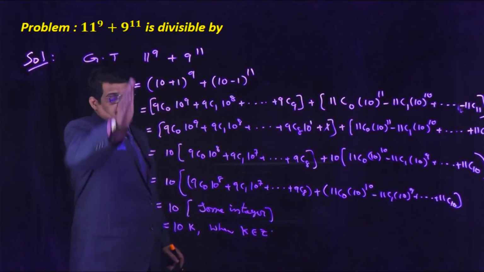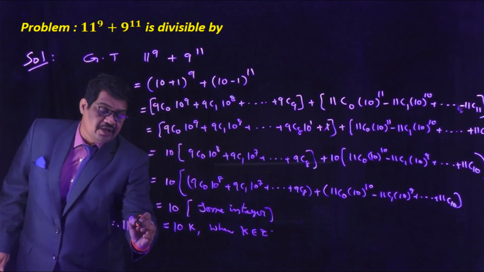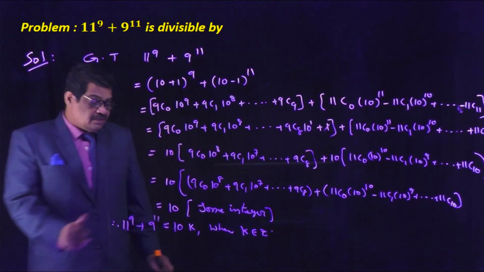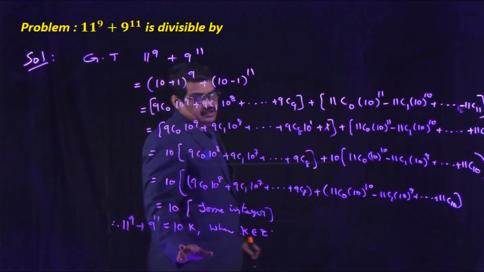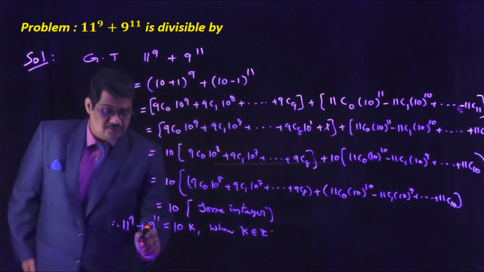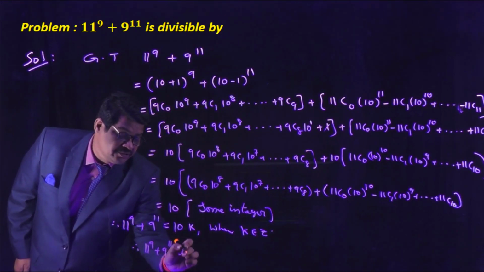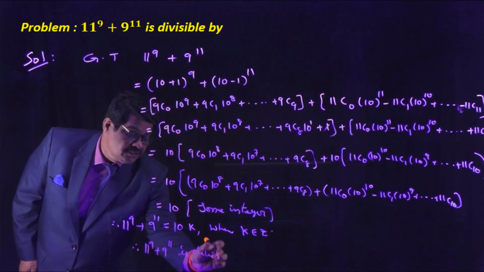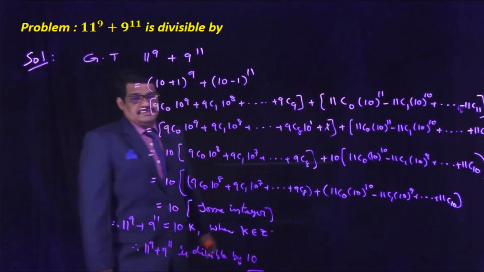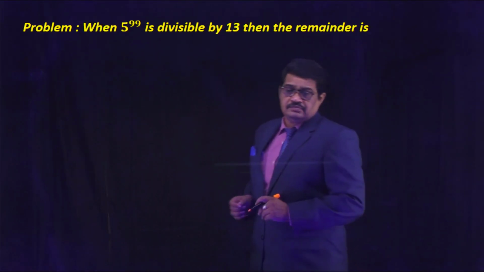Therefore, we are writing 11 to the power of 9 plus 9 to the power of 11 as 10 into some integer. Therefore, this term is divisible by 10. So therefore 11 to the power of 9 plus 9 to the power of 11 is divisible by 10. Okay, this answer is 10. Okay, see another problem.